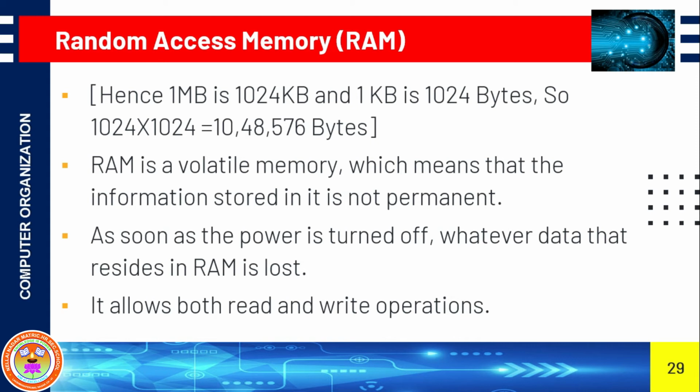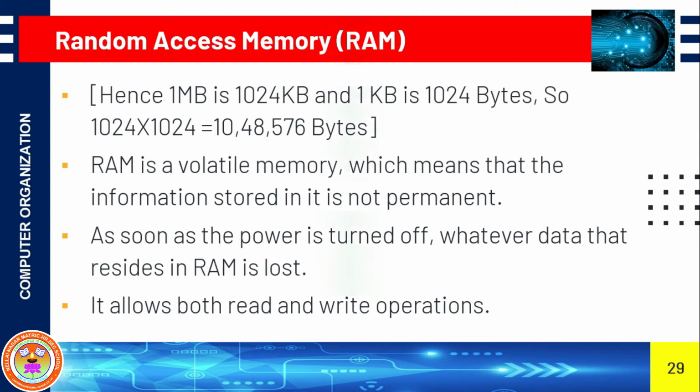Understood? RAM is also a volatile memory, which means the information stored in it is not permanent. So it is temporary. All temporary memory storage should be called volatile. That is the meaning of that. Please note down: RAM is a volatile memory. As soon as the power is turned off, whatever data resides in RAM is lost. Of course, if you are doing any installation or execution process and the computer is switched off, all the data stored in RAM will be lost because the entire action is switched off. So RAM does not retain any action, and all the temporary information will be lost. And it allows both read and write operations. These are the important points about RAM.